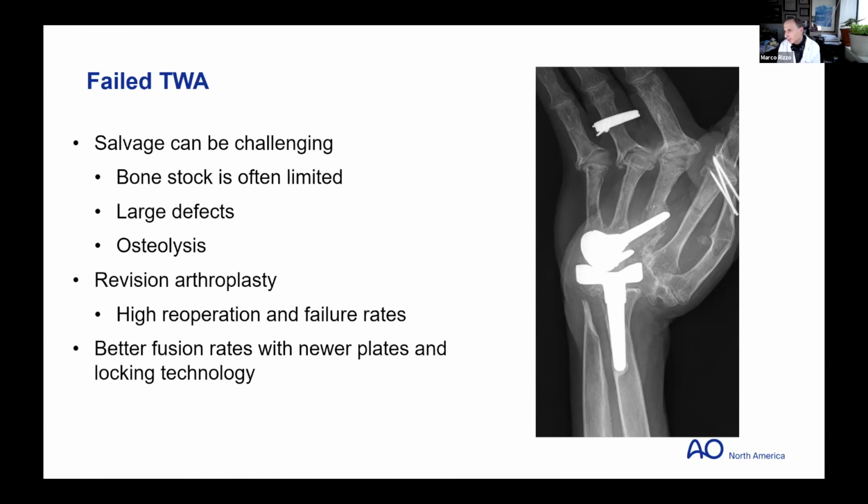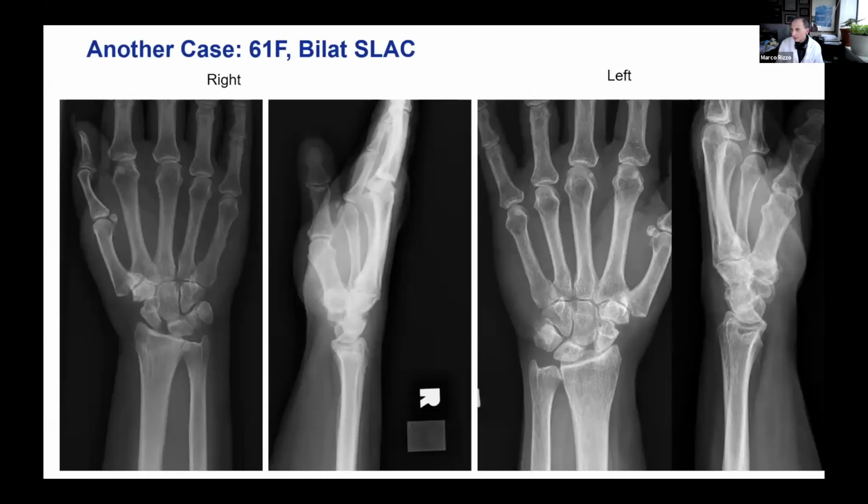And we thought better fusion rates with newer plates and locking technology was somewhat reassuring in discussing with patients. What do we do when this fails, or if this fails? I'm just going to highlight a quick case that's a little bit unique, but shares with us some of the newer thought processes. This is a patient who had bilateral SLAC wrists.